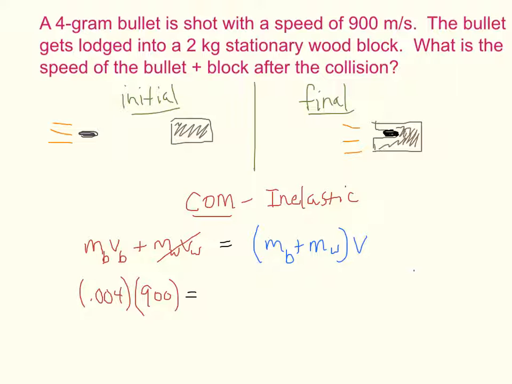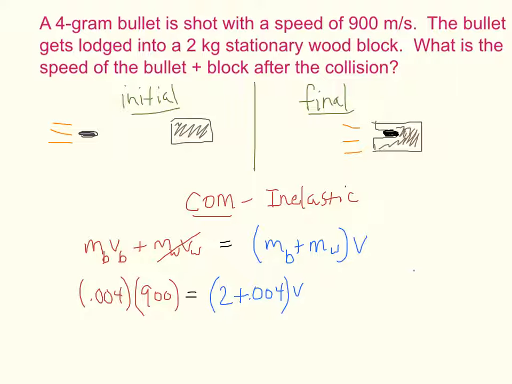So now using our equation again, we know initially the only thing that's moving is the bullet. So 0.004 kilograms, remember this is a 4-gram bullet, so we have to convert it to kilograms, times 900 meters per second. And that is equal to the mass of the bullet plus the mass of the wood block, so 2 plus 0.004, and of course times the velocity because this is momentum.